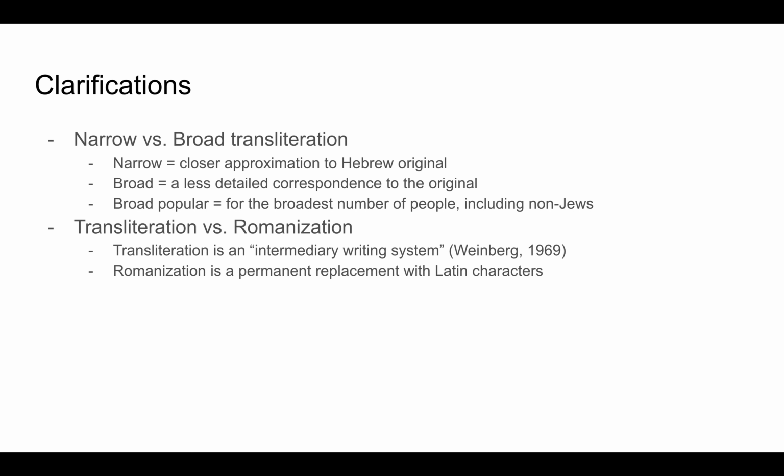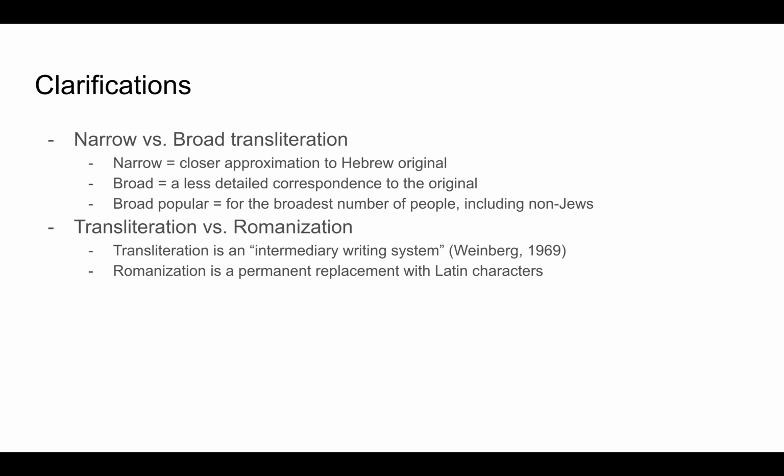A narrow transliteration is going to be the most detailed and the most close to the Hebrew original, but it is still an approximation. A broad transliteration system is less detailed correspondence to the original, but more accessible to more people. And the broad popular transliteration is the most broadest way that you can transliterate for the least amount of specialization and the broadest populations of people. In this case, since we're talking about Hebrew, including non-Jewish people who don't use Hebrew in their religious or other purposes.